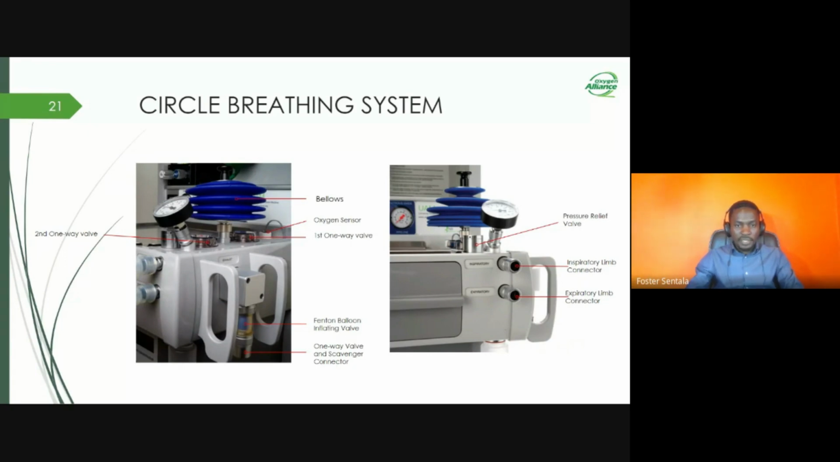To the right, that is where you have the Y-piece, represented as the inspiratory limb and the expiratory limb. That is where you connect your patient. And on top of it, that is where you have the pressure relief valve. Moving on.